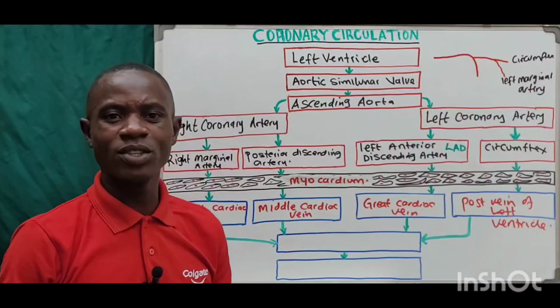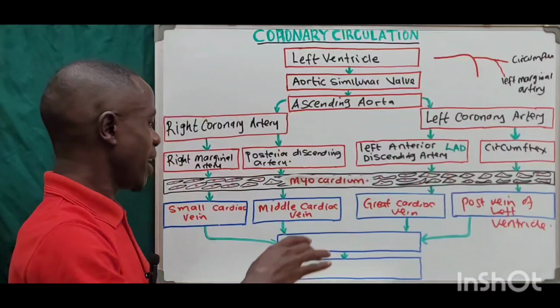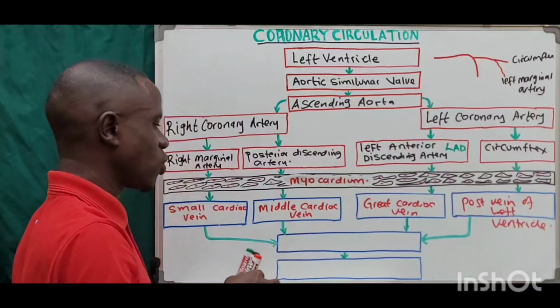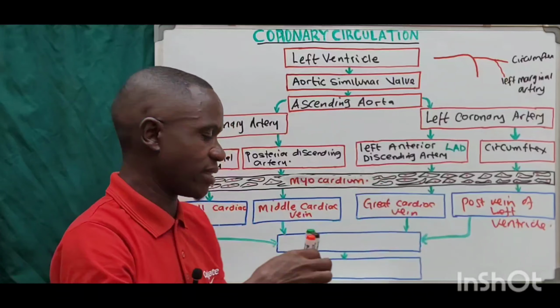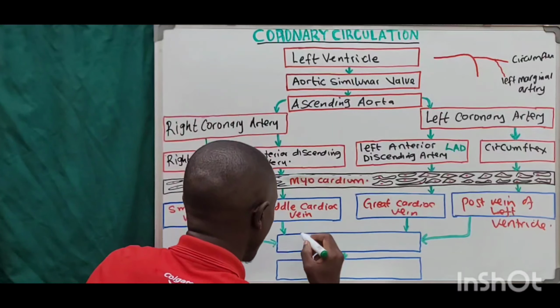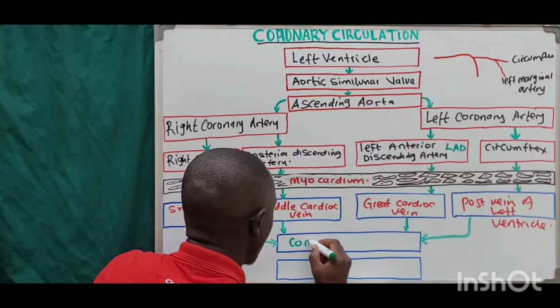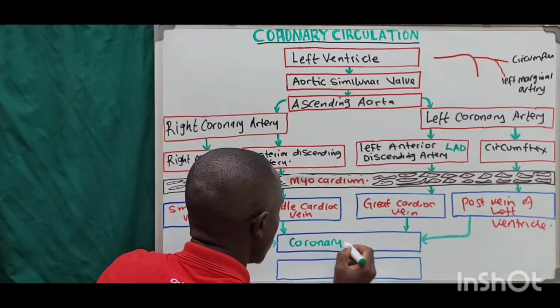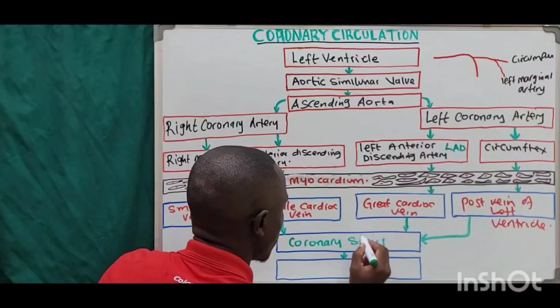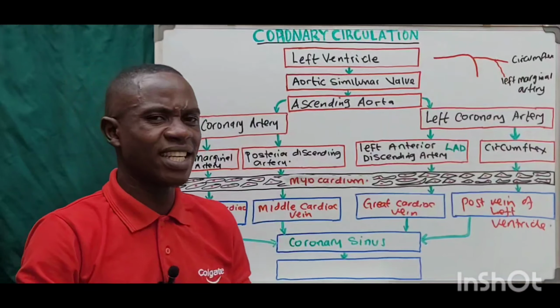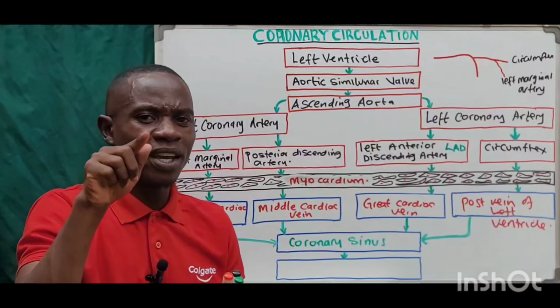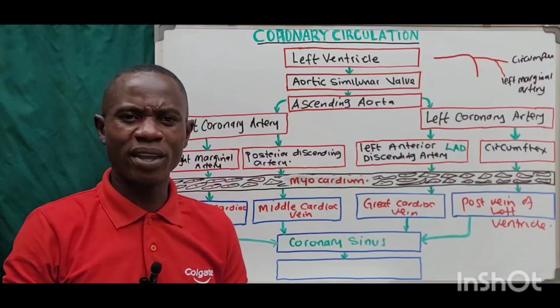You know how this great vein is called? This big vein is what we call the coronary sinus. Okay, this one here is what we call the coronary sinus. And of course, this coronary sinus is going to be opening into what we call the right atrium.